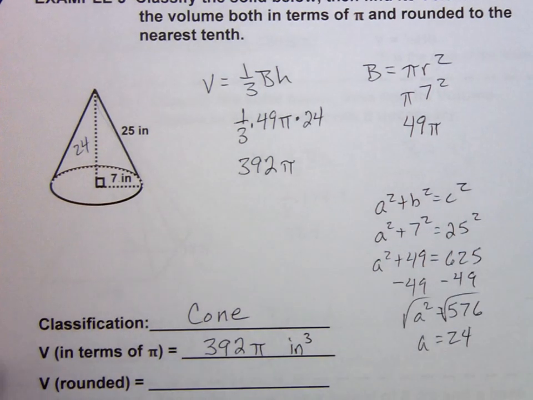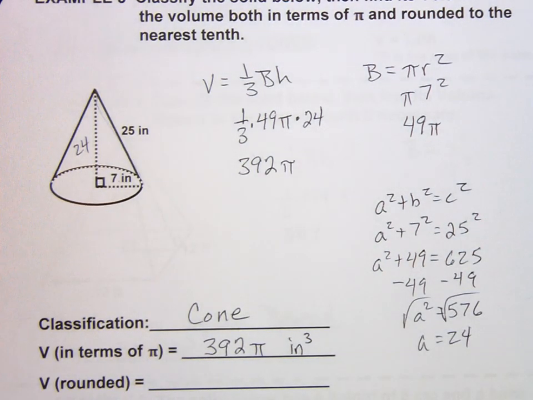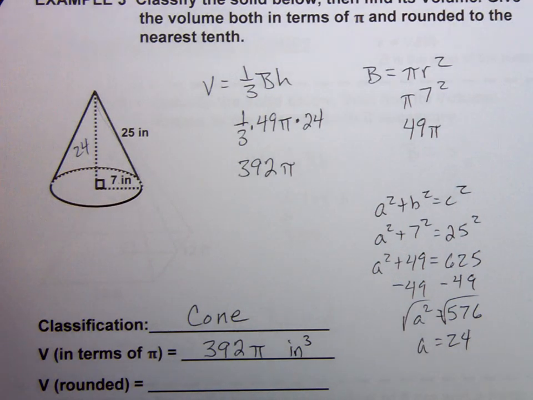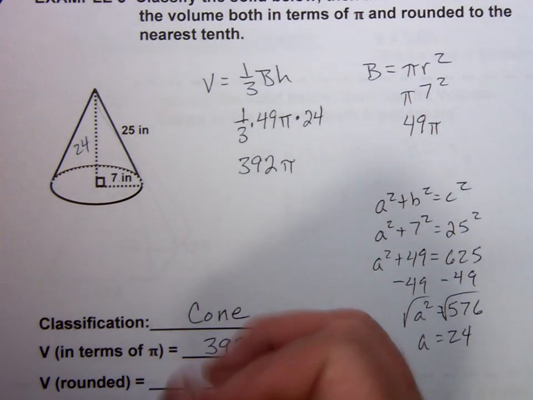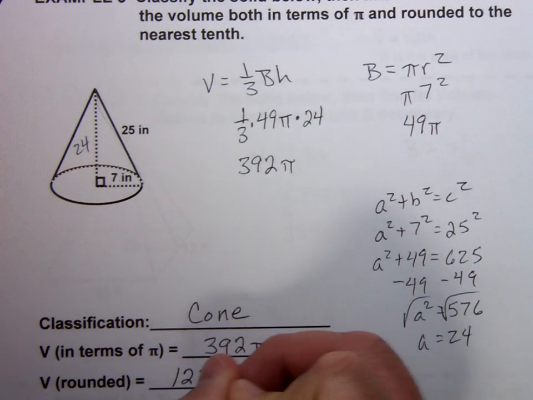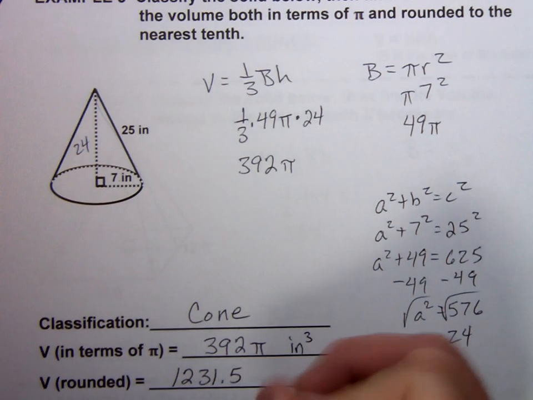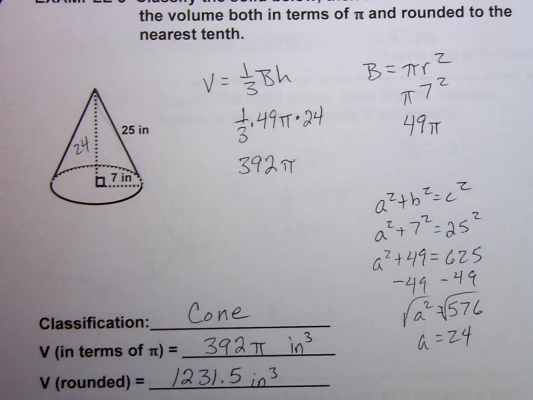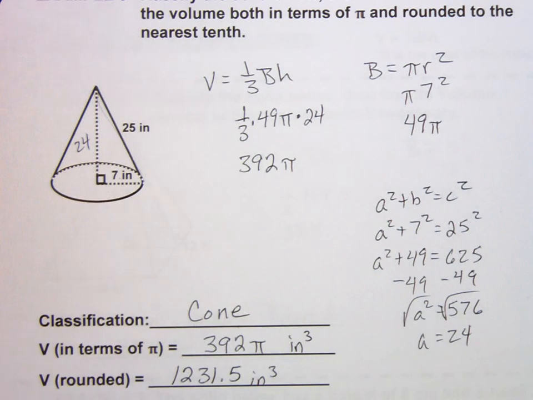Now, if I want to know what that would be rounded, because some people looking at this might not really have much of a concept of how much that really is, well, let's get a rounded number then. Let's actually multiply these. 392 times pi is approximately 1,231.5 inches cubed. When I rounded, there was a 0 after the 5, which is obviously not big enough to round up. So there's your answer.